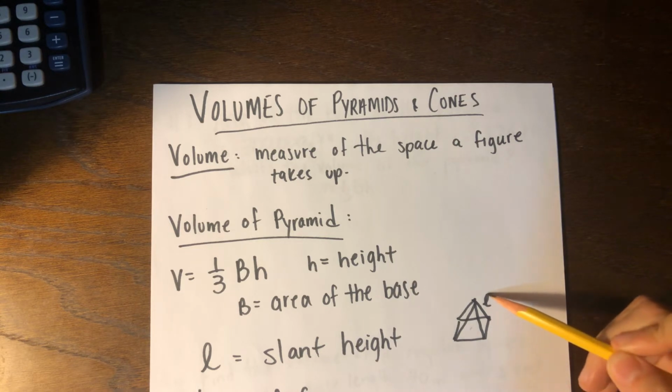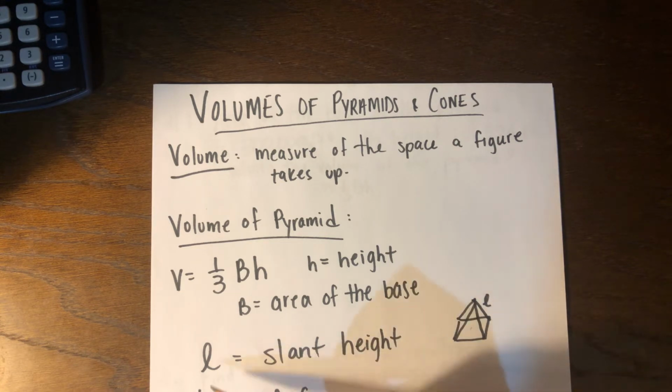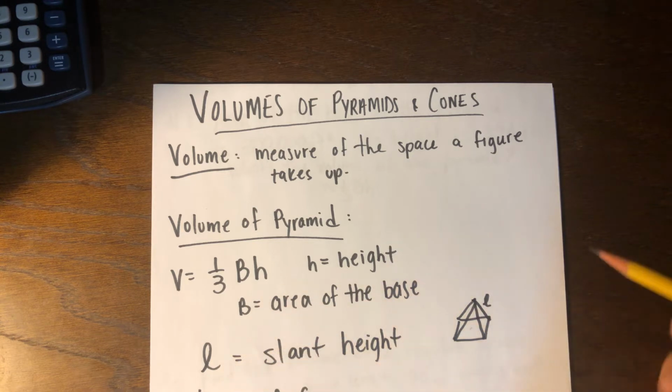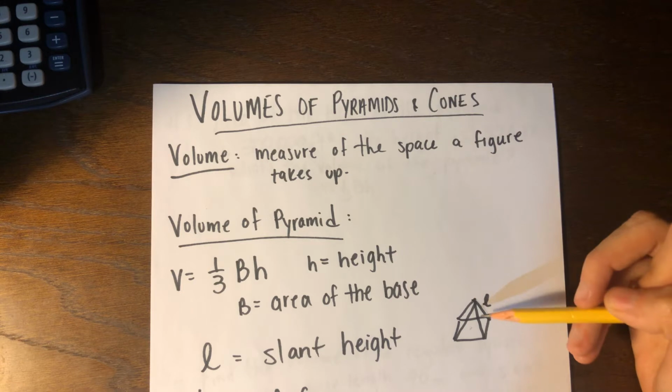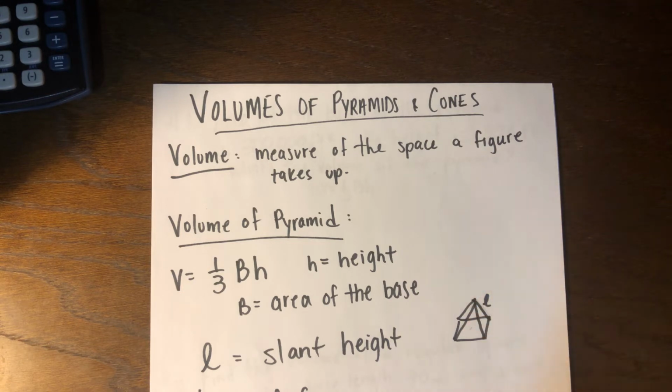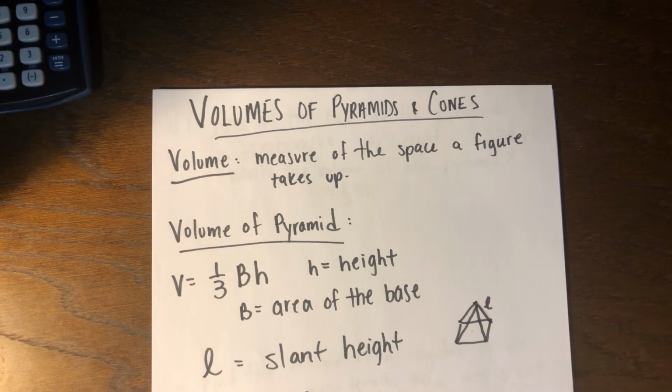But sometimes they give us this slant height. The slant height is this fancy L symbol, and it's talking about this line right here. This is the slant. It could be this one, but it's talking about the slanted height of the pyramid. And we're going to look and see how we can use the slant height to solve problems.